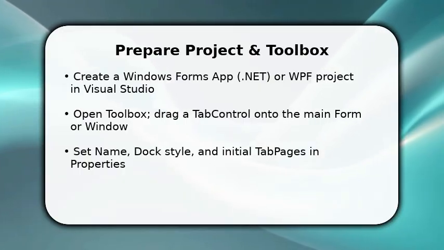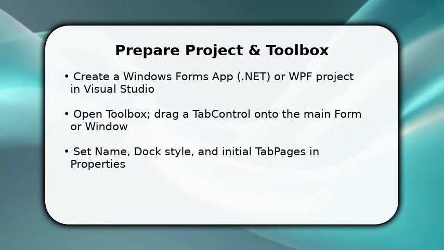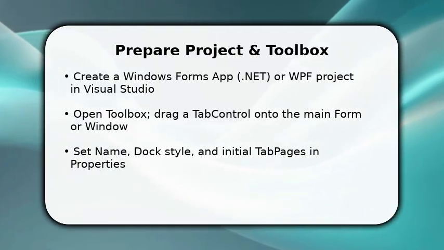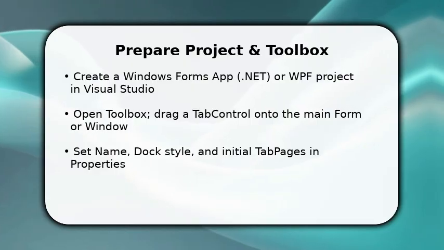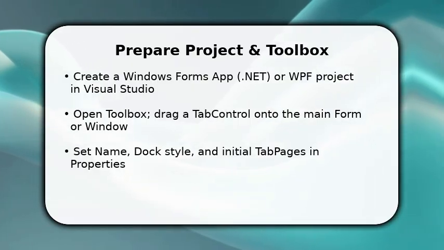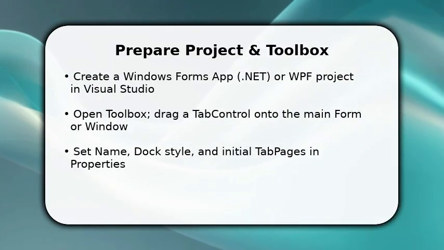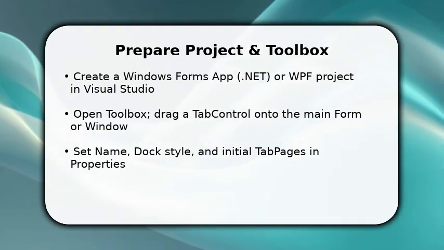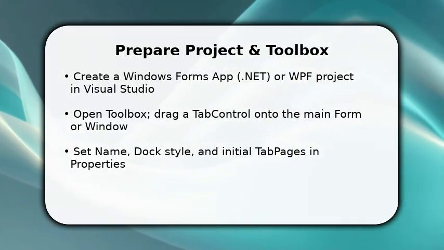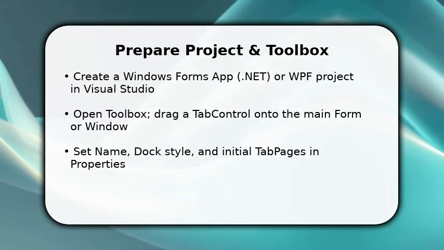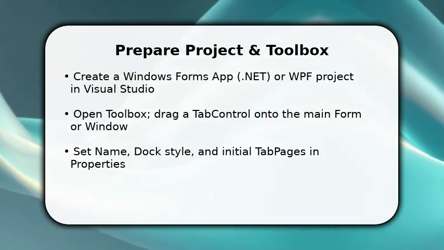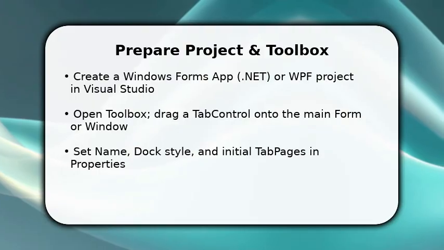You start by creating a Windows Forms or WPF project and adding a tab control from the toolbox. Make sure the control is named clearly so you can reference it in code, and set dock to fill if you want full area tabs. Once placed, add 2 or 3 tab pages in the designer and give each a descriptive text and name. This gets you immediate navigation containers.